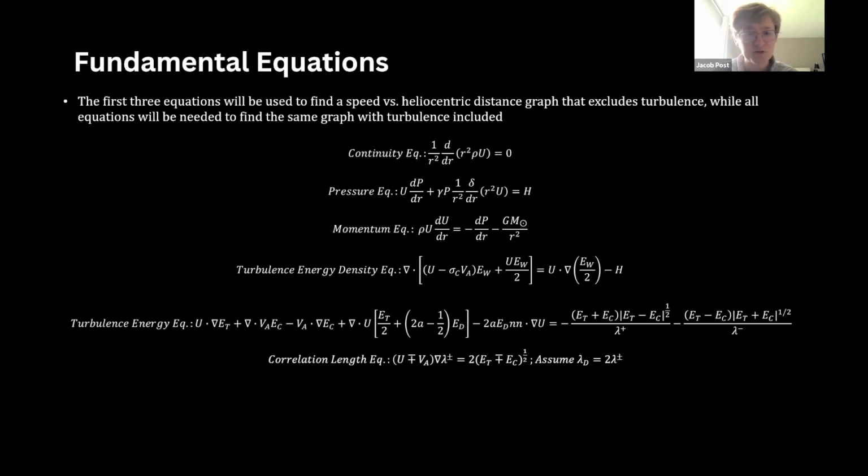For my first scenario, the main three equations that I'll be working with are the top three, which are the continuity equation, the pressure equation, and the momentum equation. For the case in which I will be including turbulent pressure, all six equations found on the screen will be utilized. Before I move on, I need to make one clarification. For the correlation length, I made the simplifying assumption that lambda d is equal to 2 lambda plus or minus. This essentially simplifies the equation to a point where it's easier to work with.